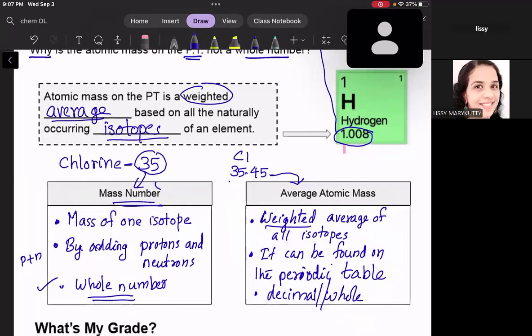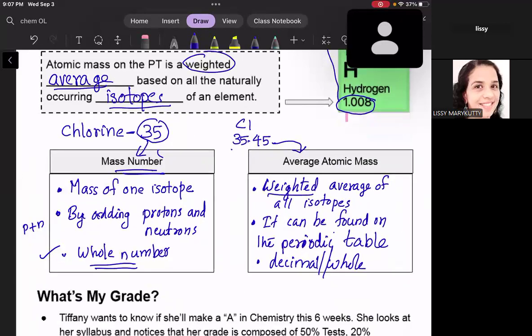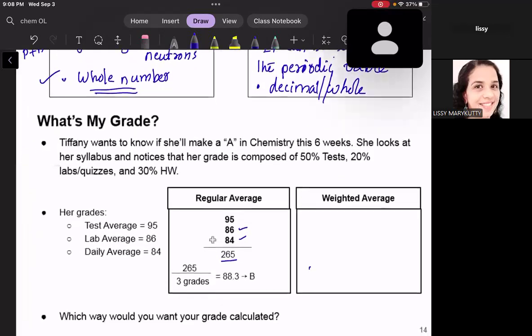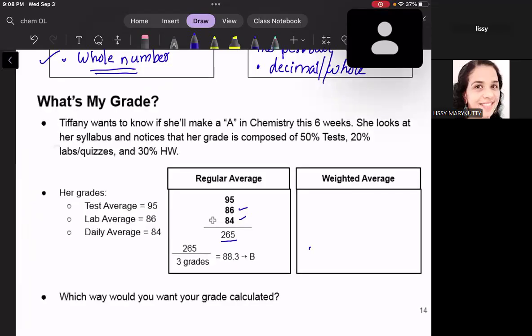Then when we look at the average atomic mass, it's the weighted average of all isotopes, not just one. It can be calculated, and you can find it on the periodic table, where it is a decimal number most of the time. Sometimes for a few elements we can see a whole number too. So I'm going to teach you how to do the weighted average.